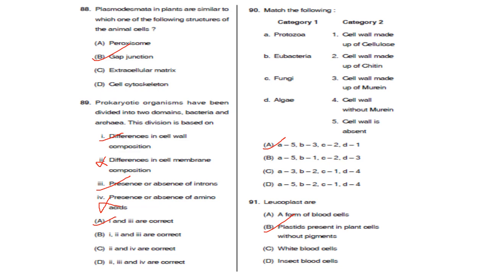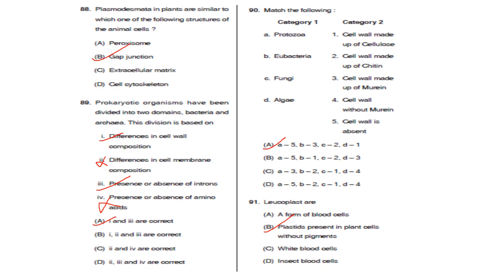Then next one, match the following. Protozoa, cell wall is absent in case of protozoa. So A5. Eubacteria cell wall is made up of murein. B3. Fungi it is made up of chitin. So 2. And algae it is made of cellulose. So D1. So answer is option A.